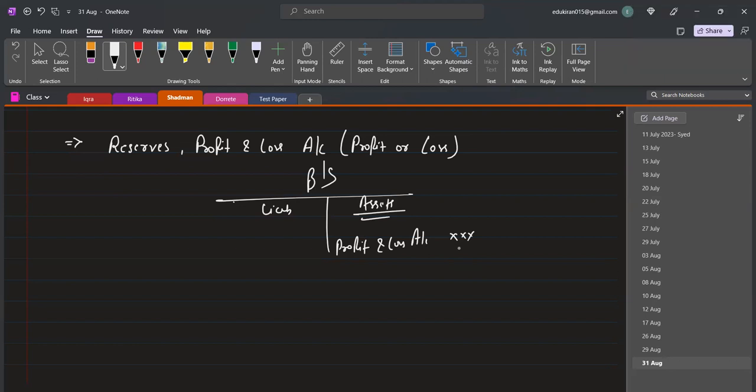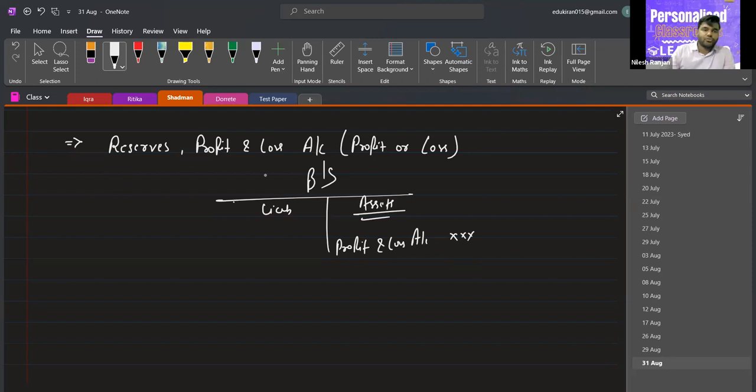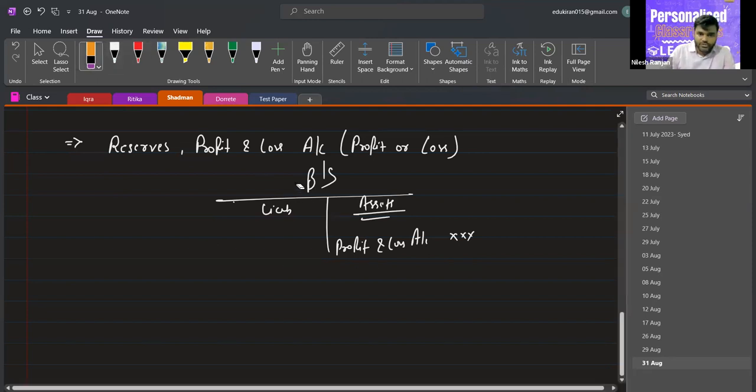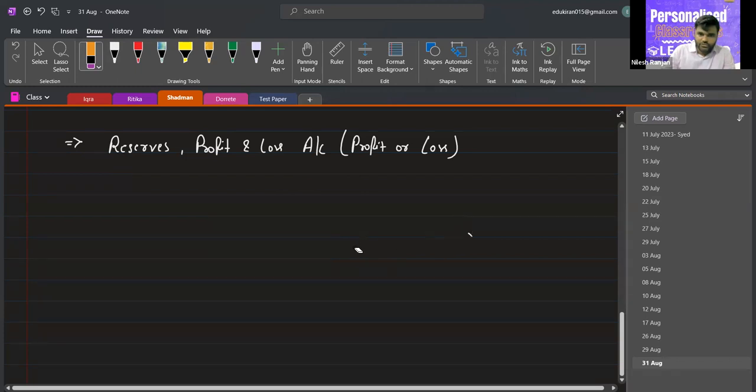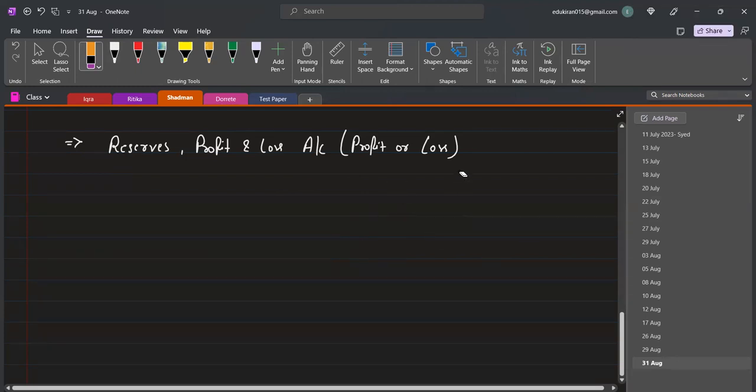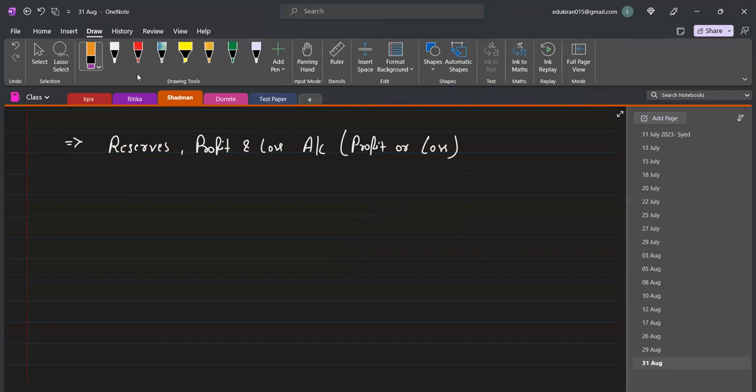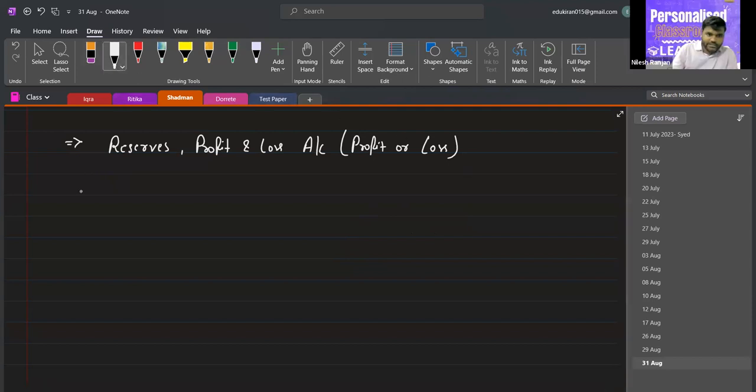Okay. So you have to remember this concept because you don't know this. I'm writing here. It is on liability side, it's profit, and asset side, it's a loss. Yes. Please write this as a note.